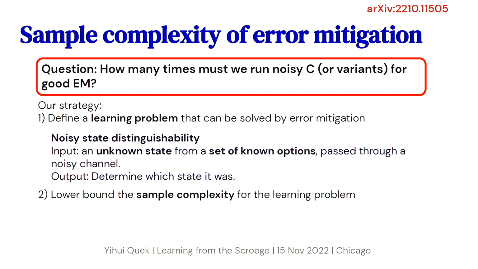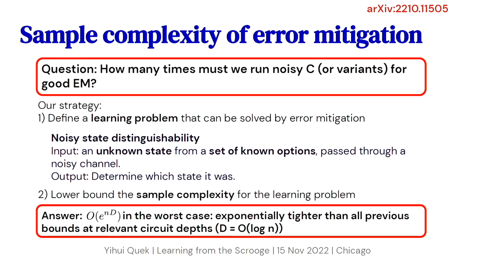And once you do that, then you have a very good handle on what was the state that you initially got. And so the second step is to lower bound the sample complexity for the learning problem, which we do with information theoretic tools. And the answer that we got to this question is actually quite alarming, because it turns out that in the worst case choice of circuit, you need exponential in both the circuit width and circuit depth number of times, or you need to run the noisy circuit like that number of times in order to do proper error mitigation. And this is exponentially tighter than all previous bounds at relevant circuit depths, which is log of the number of qubits, because we're primarily interested in the near-term regime.